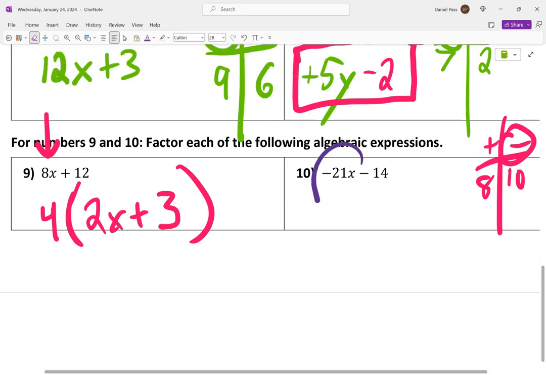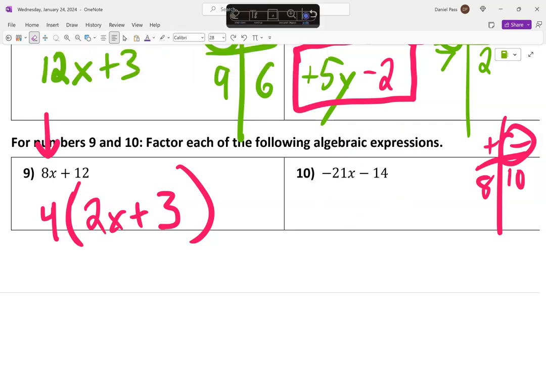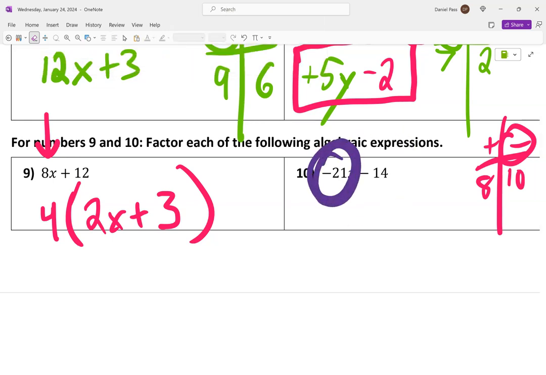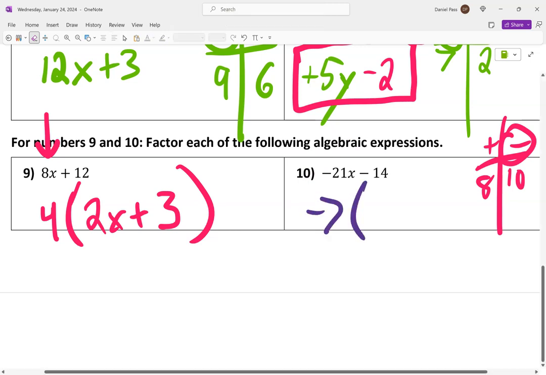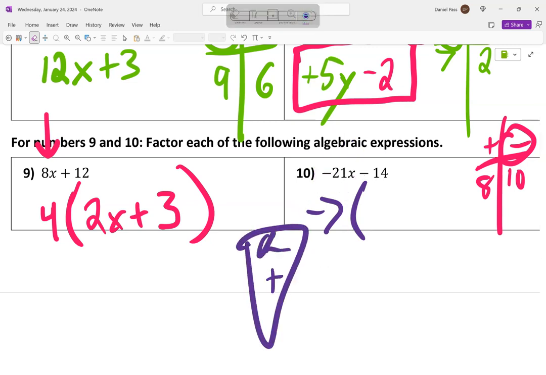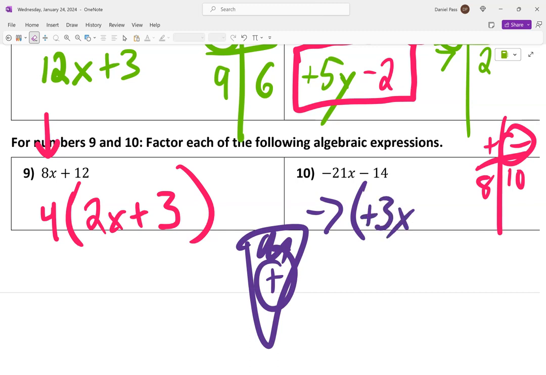7. Are you sure? Negative 7. Remember, if this first number is negative, we have to divide by negative. Don't forget that. Negative 7. Now, negative divided by negative is? A positive, so this has to be positive 3x. A negative divided by negative makes positive, so this has to be positive.